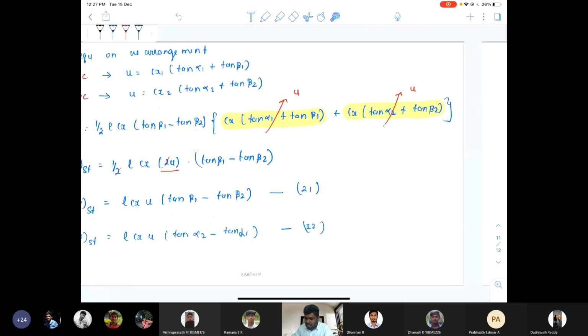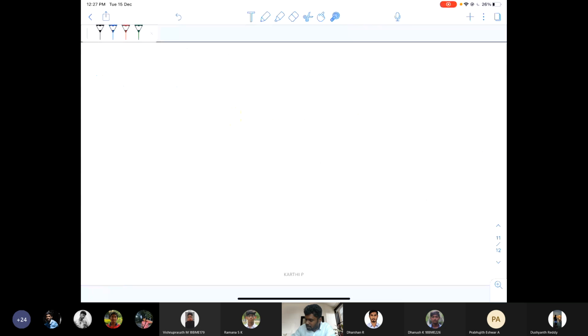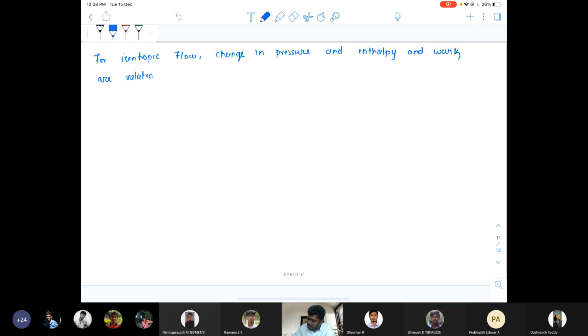And for an isentropic flow, the change in pressure, enthalpy and work are related by an equation which is delta P of the stage divided by rho, which is equal to delta H of the stage, which is equal to W.